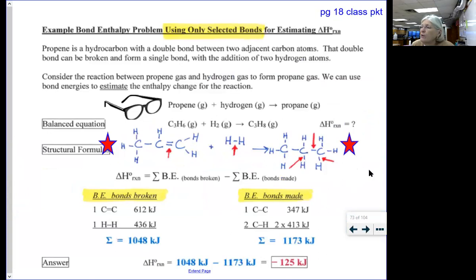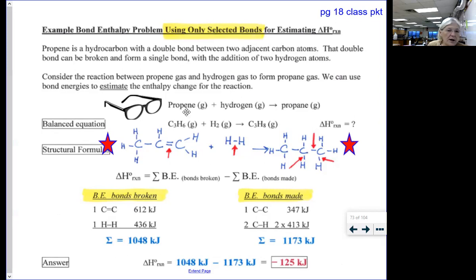Now, sometimes you don't have to make and break all the bonds, and I'll point this out to you. If you want to do all the bonds, you'll never be wrong. But you are more likely to make a mistake the more bonds you unnecessarily break and make.